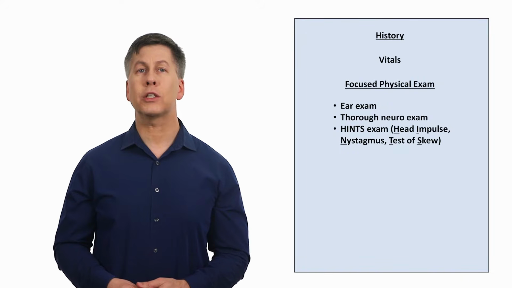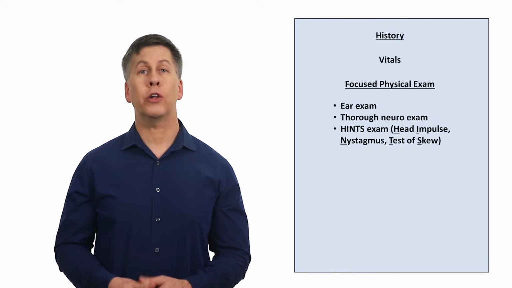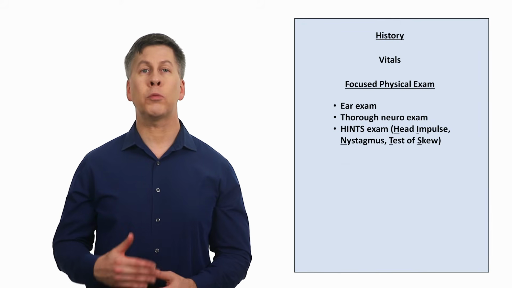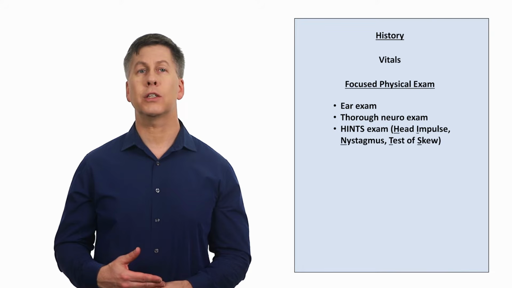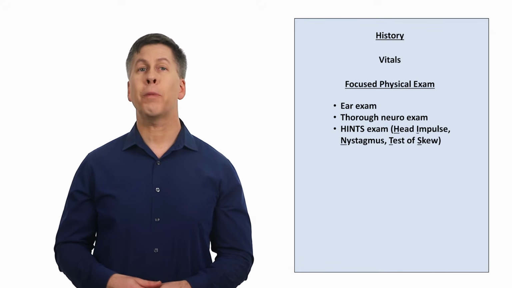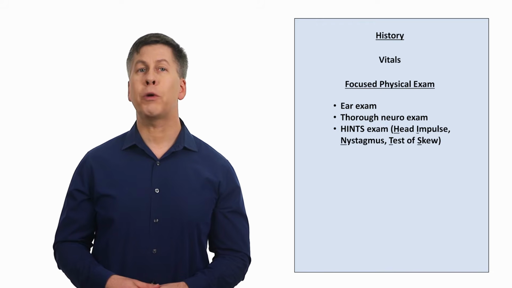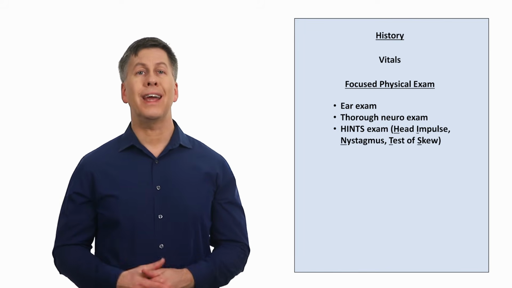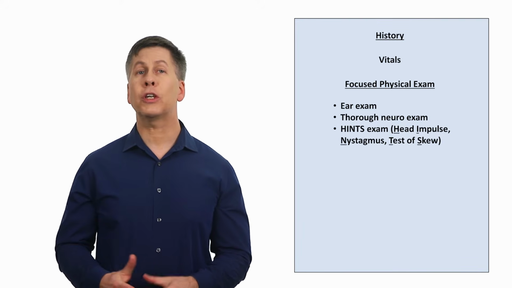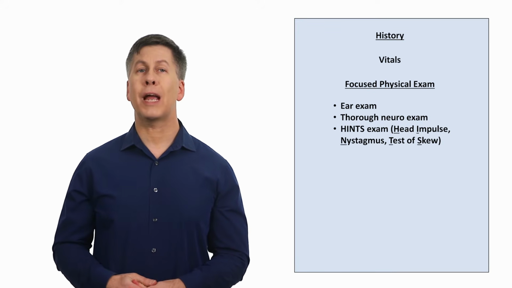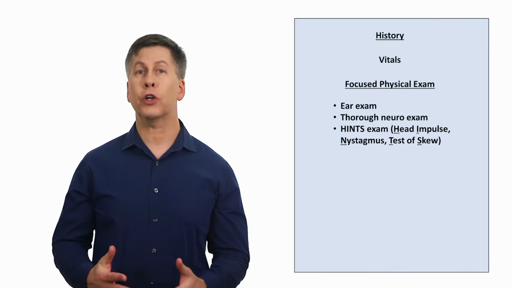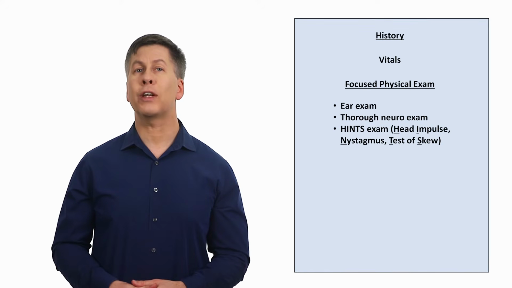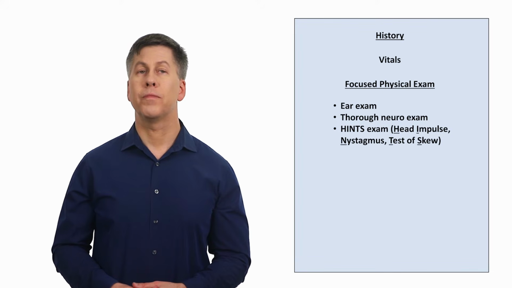A normal response is for the patient's gaze to remain on target, while an abnormal response is for the person's gaze to initially move, followed by a rapid corrective eye movement back to the target. This should be repeated in both directions. In the case of vertigo, an abnormal test is actually reassuring, since it suggests a probable peripheral cause of vertigo, whereas a bilaterally normal response is more consistent with a central cause.